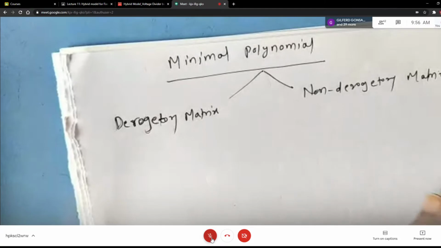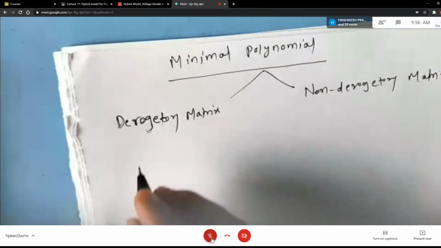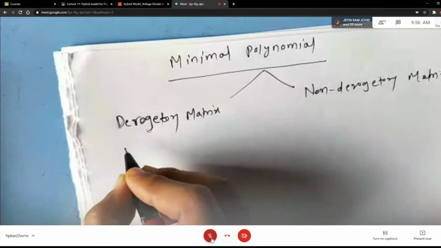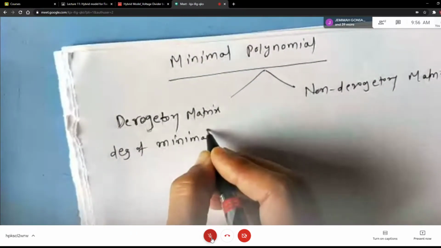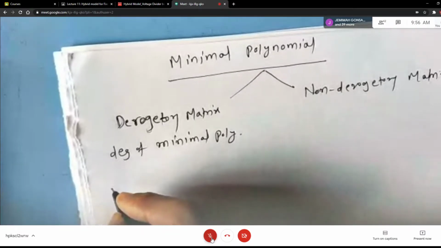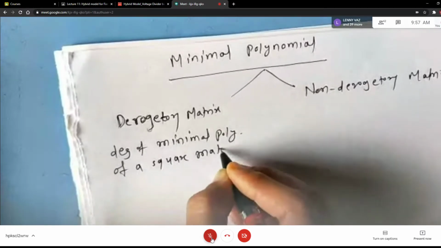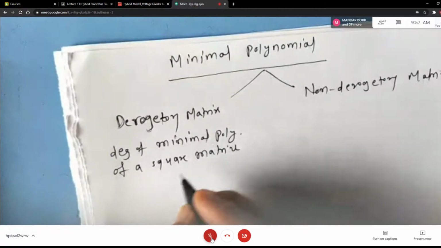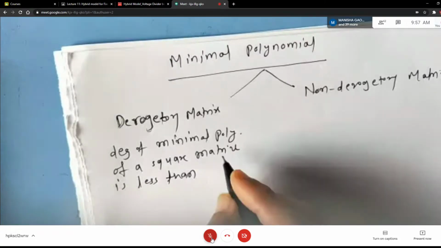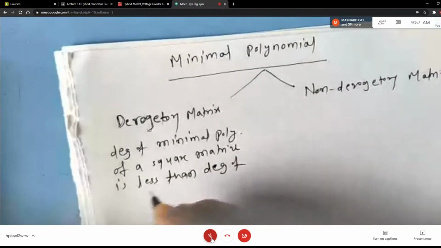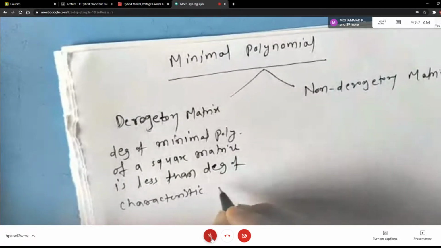Okay. Now, what is the meaning of derogatory matrix? Here, if the degree of minimal polynomial of a square matrix is less than the degree of characteristic polynomial.